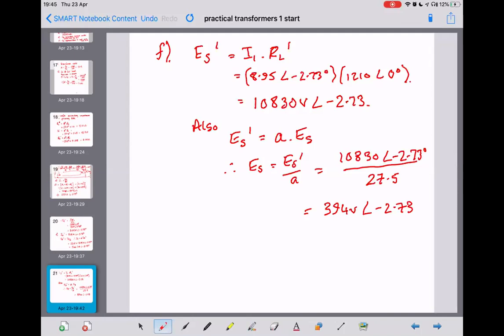So nominally, when we put 11 kV in, we're supposed to get 400 volts out, but because of the losses, we're only getting 394. And therefore, I think the last bit was to find S for the secondary under these conditions, wasn't it? Yeah.